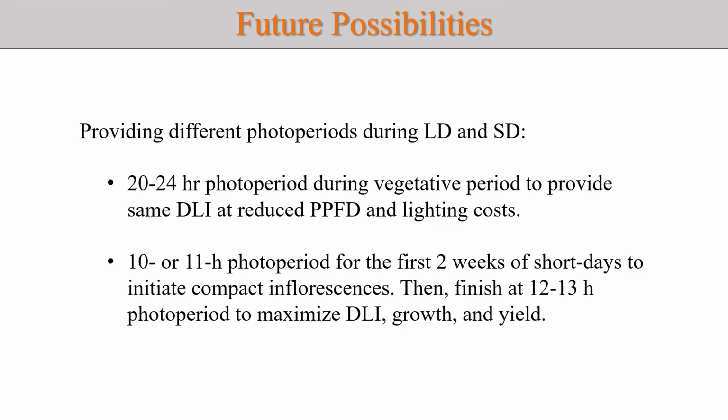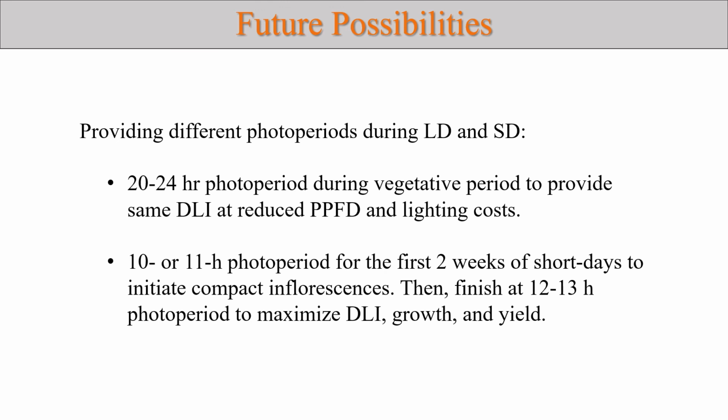So future possibilities from this project could really be looking at providing different photoperiods during long days and short days. One such example would be looking at the cost or the efficiency of providing, let's say, anything from 18 to 24 hours. For example, you could provide a lower PPFD at 24 hours and obtain the same DLI as you could with an 18-hour photoperiod that had a higher light intensity. How the actual economics and the efficiency work on that should be evaluated.